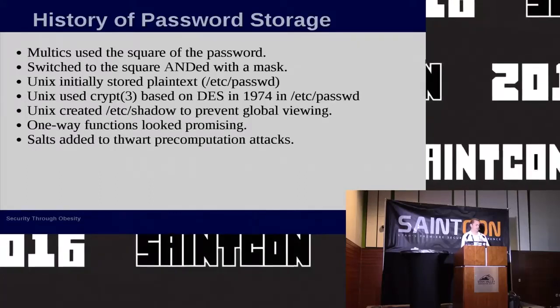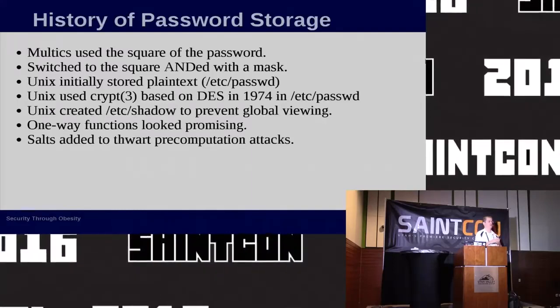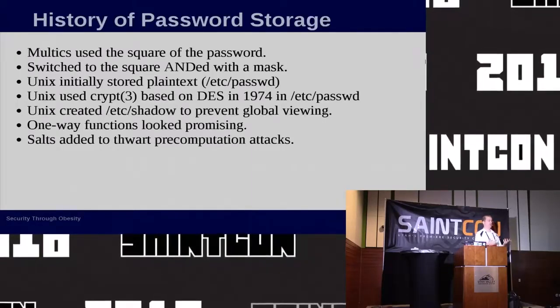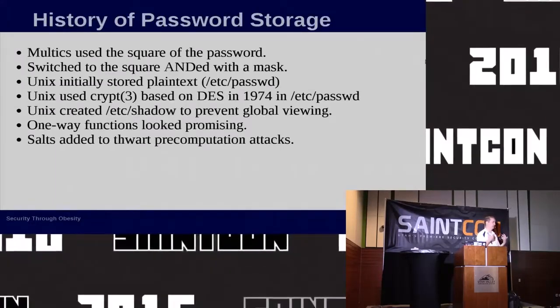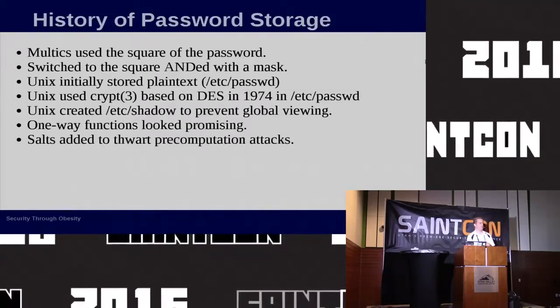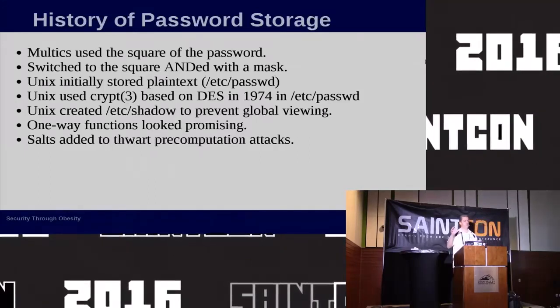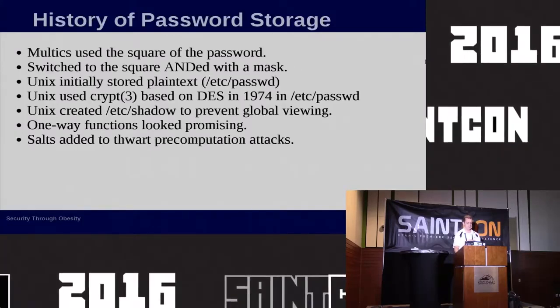Because of the problems with DES, we started looking for alternatives. And one-way hashing functions look promising because they're one way. If I provide the password and get a hash out, you can't reverse that hash to get back to what I provided. It's a lossy compression function, basically. So you would have to brute force a number of tries and see if your results matched what was stored on disk.